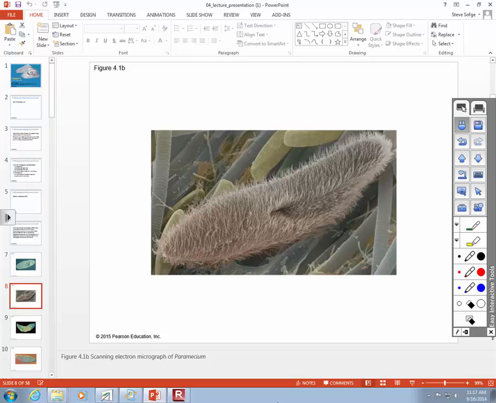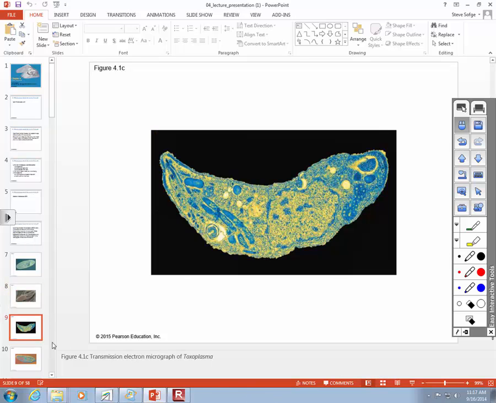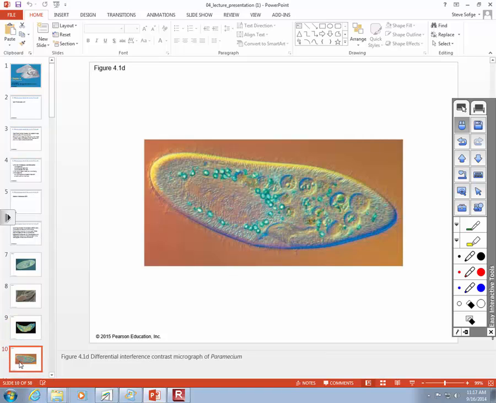But scanning, I think they're beautiful. I think that's absolutely amazing. I love it. Now, here's a transmission. You're going all the way through. Now this is also a paramecium, but you're seeing the interior of that, so you're actually looking at the internal structures, which is very cool. This is dark field microscopy right here, and they didn't talk about it, but I love it.